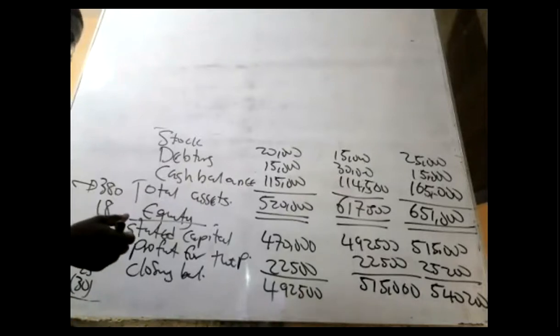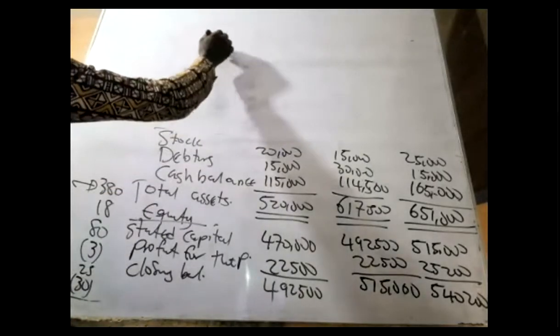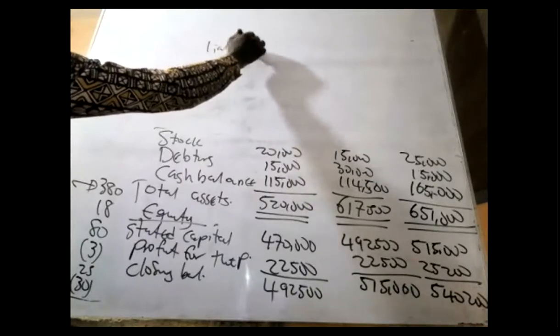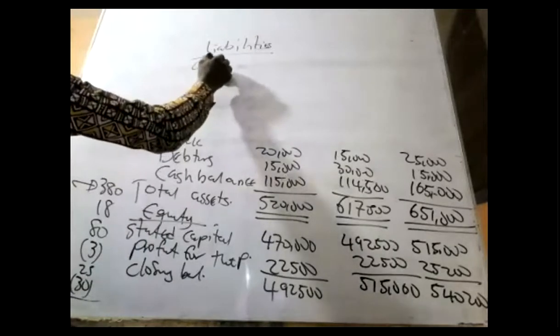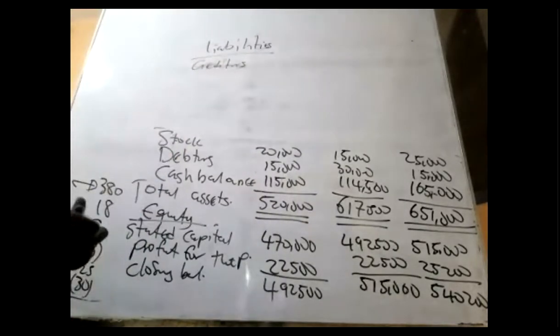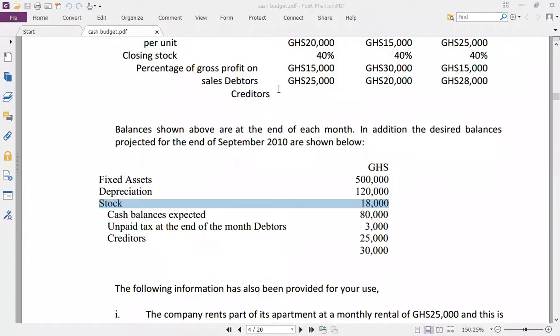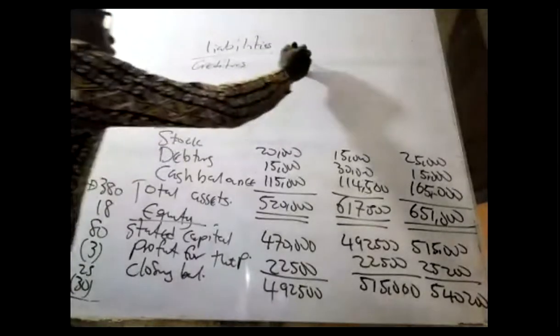Okay, so let's quickly look at this from the liabilities. So list all the liabilities. The first on the list is creditors. So the creditors will be, let's go to the creditors closing balance. The creditors closing balance will be the last figure, 25, 20, 28.